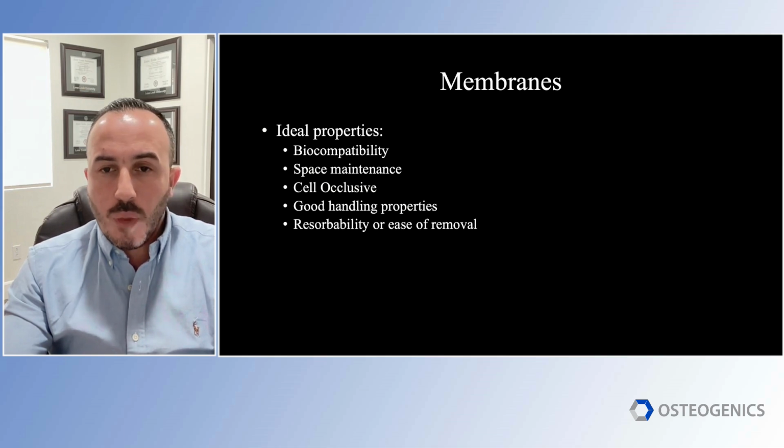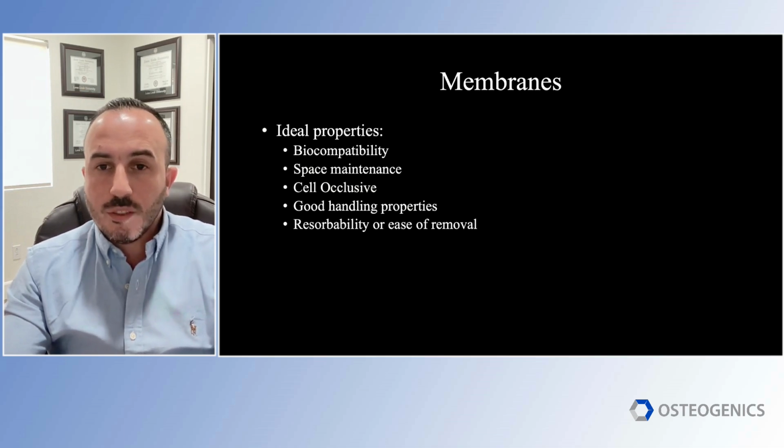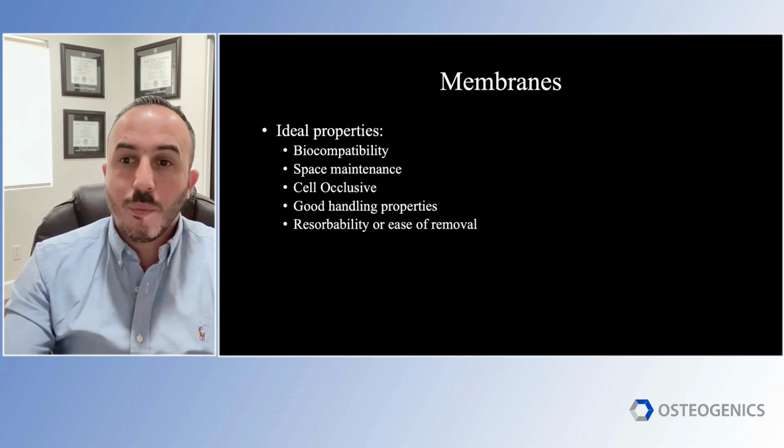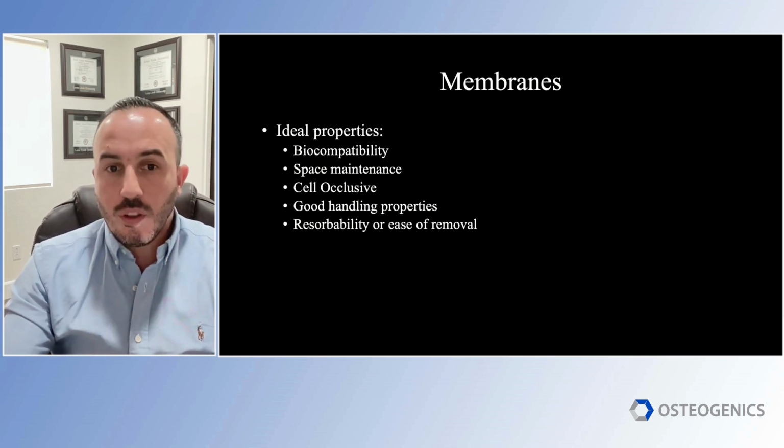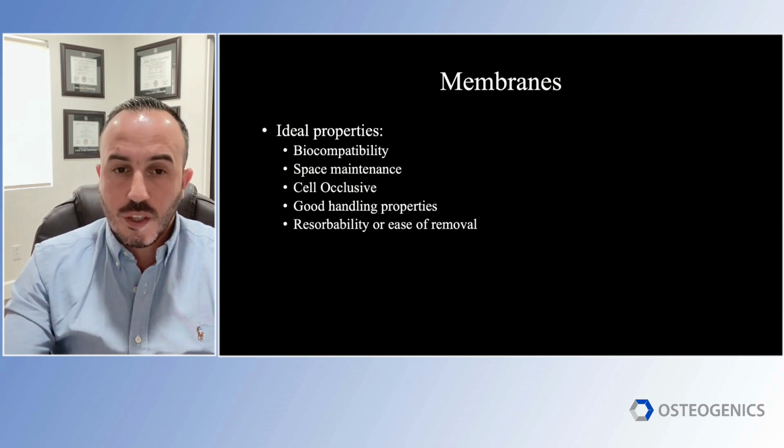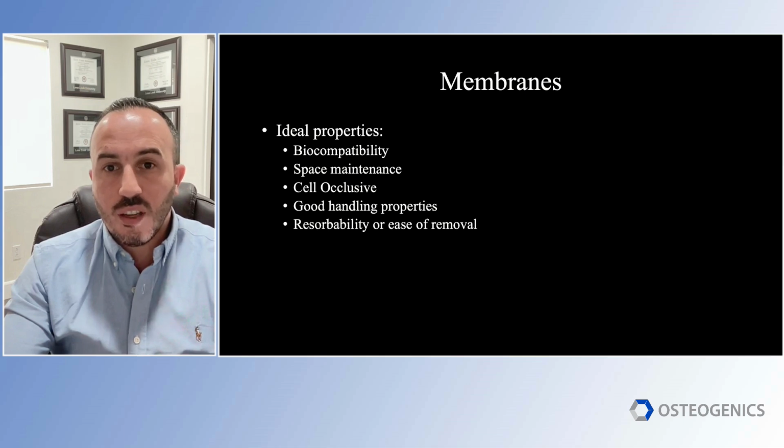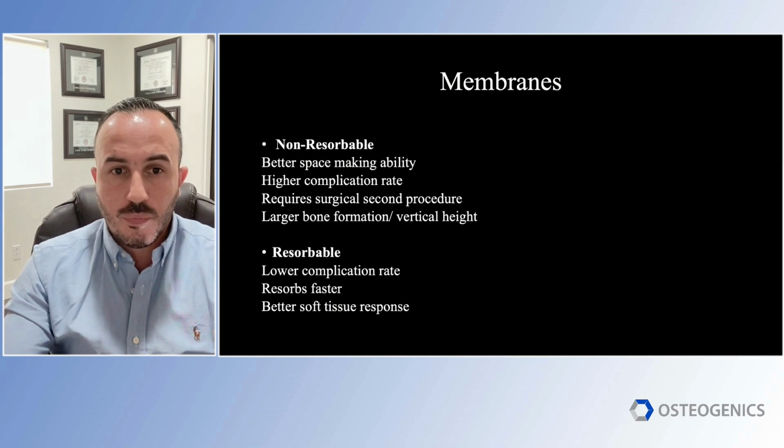Okay, now what about membranes? We want those membranes to be biocompatible. We want them to maintain the space, as we mentioned. We want them to be cell occlusive. This is a very important property that we will discuss later. We want good handling properties, and if they are resorbable, we want good resorbability over time and easy removal.